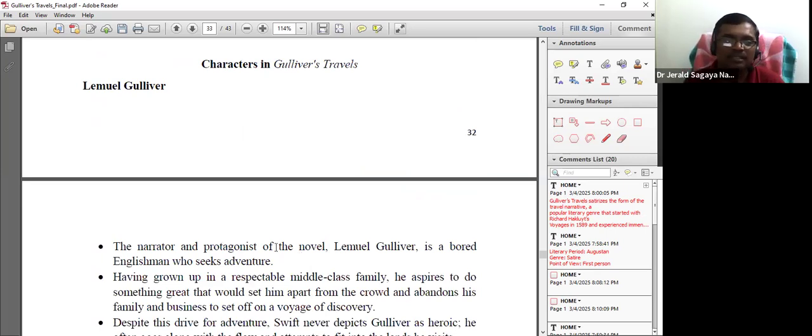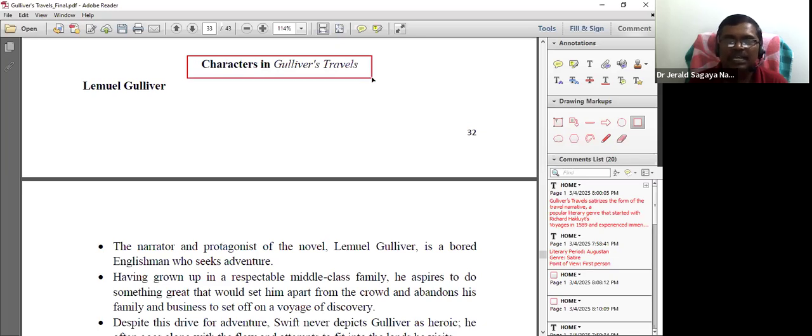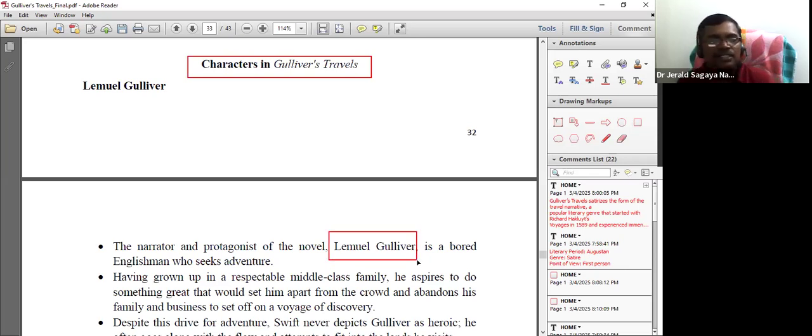Who is the narrator and the protagonist of the novel? Okay, the protagonist and the narrator of the novel is a man by name Lemuel Gulliver. Who is this man? He is a surgeon. He is an English surgeon, but he is quite upset with his business because he was not popular.